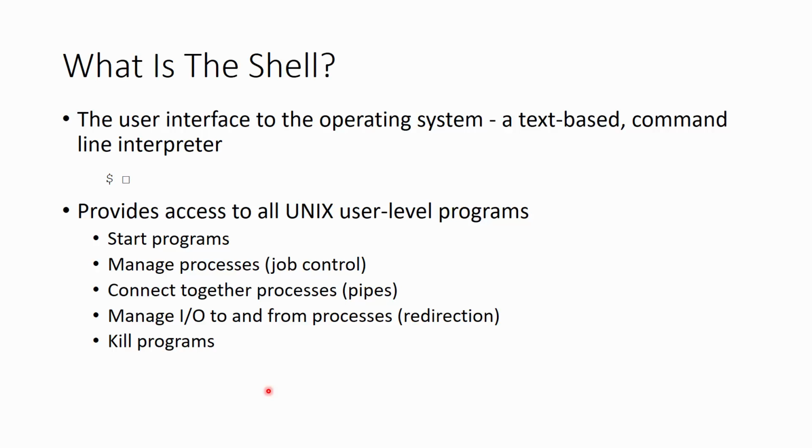So we can start things up, we can manage processes that are running, which is called job control. We can connect the processes together and they can communicate amongst themselves. We can manage input and output to and from those programs, and then we can terminate them. And we can do that from the shell. So the shell is our user interface program to the operating system. The shell is a piece of software just like any other piece of software. The difference is that the shell has been written such that it knows how to talk to the operating system directly, which our user programs cannot do.